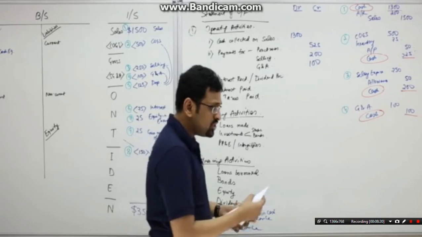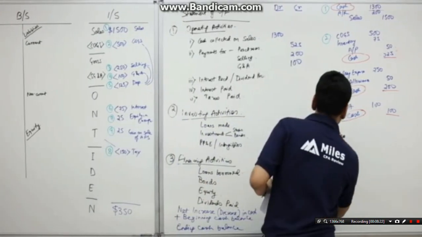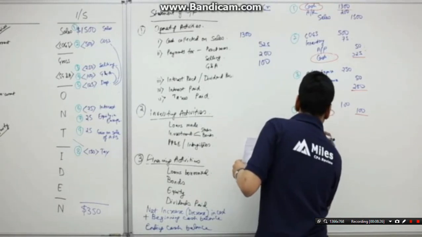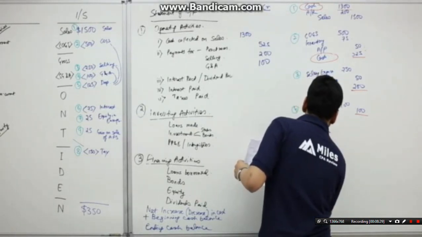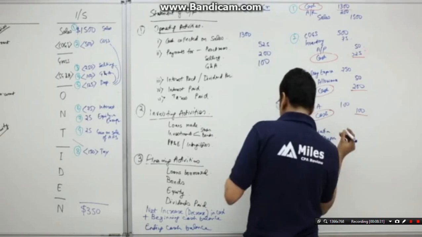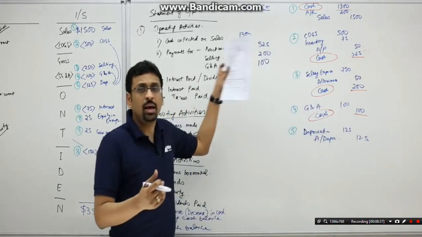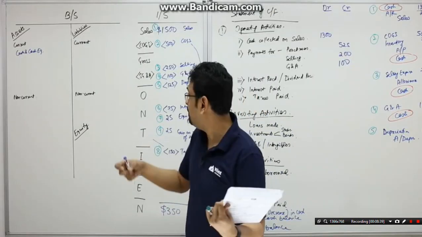So for depreciation, your journal entry is depreciation debit and accumulated depreciation credit. And that number here is 125. Do you have any cash out here? No cash. So nothing comes to the statement of cash flows under the direct method.